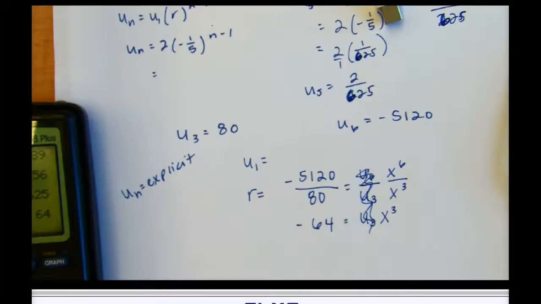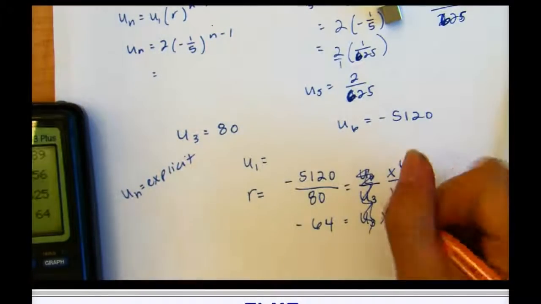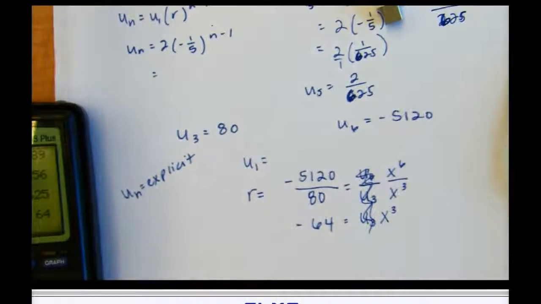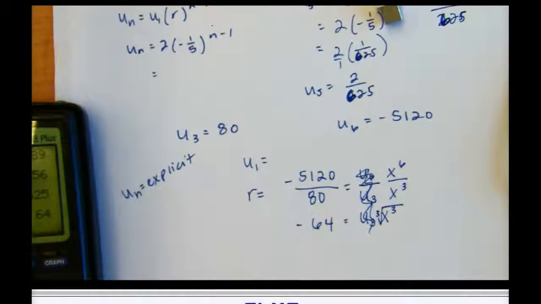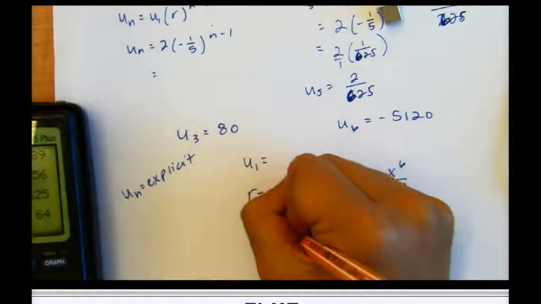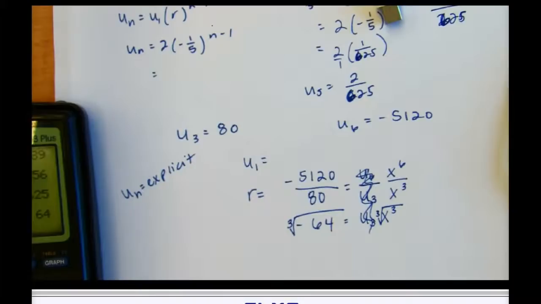Okay, so here's now where it becomes complicated. So I've got x to the 3rd is equal to negative 64. And that third power came from dividing my term numbers. So this would tell me what to multiply to get from my first term to my third term. But I want to know just to get to my next consecutive term. So I'm going to have to take whatever this exponent is, I'm going to have to take its root. So I'm going to take the third root of x to the 3rd, third root of negative 64.